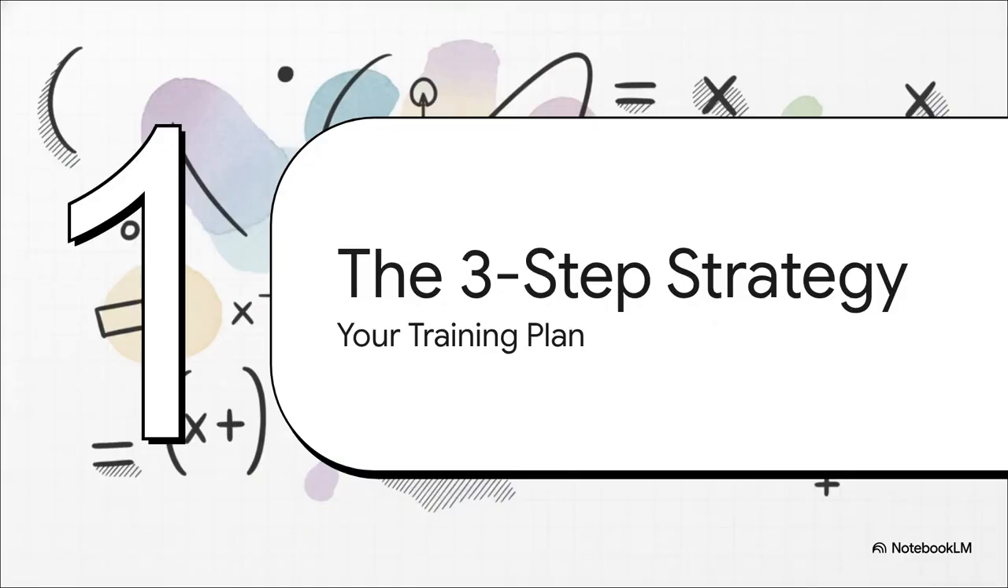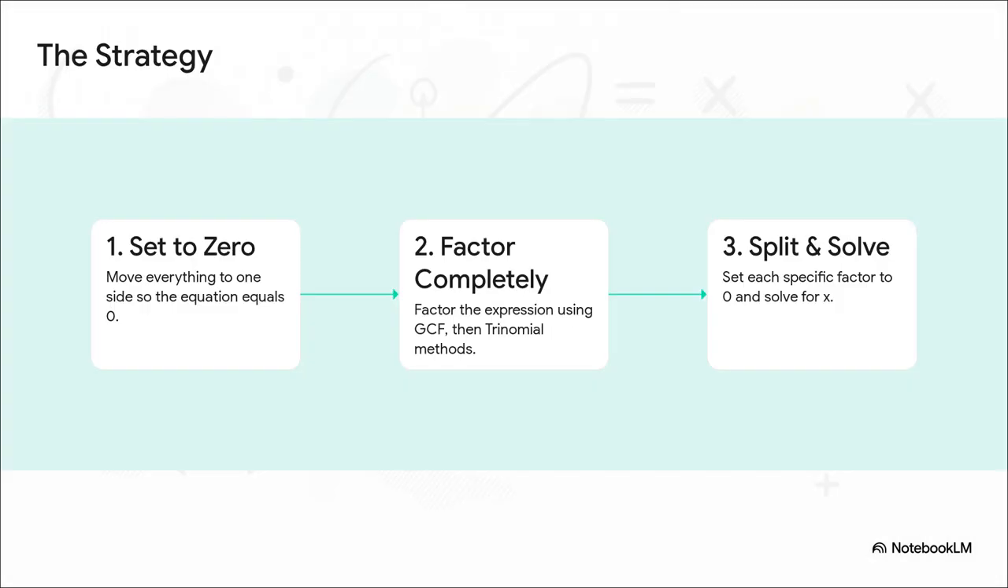So, how do we actually put this secret weapon to use? It's a simple 3-step strategy. Let's call it the training plan for your new superpower. Here it is. This is the entire game plan. First, you get everything on one side so the equation equals 0. Super important. Second, you factor it.